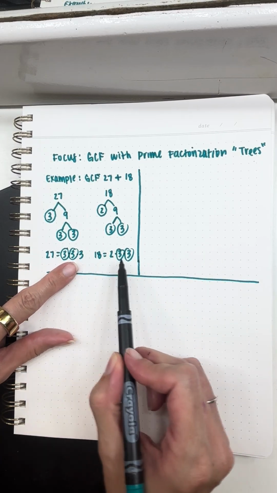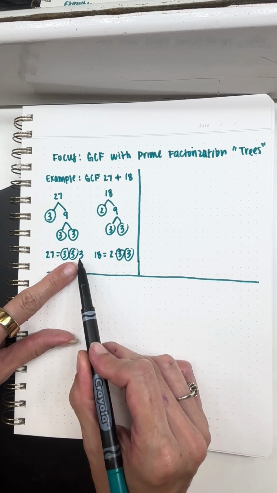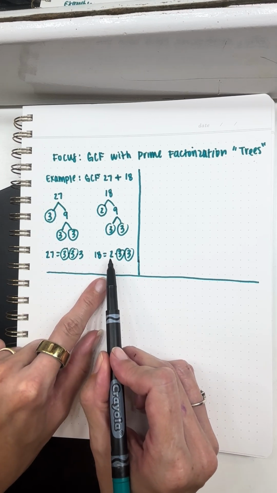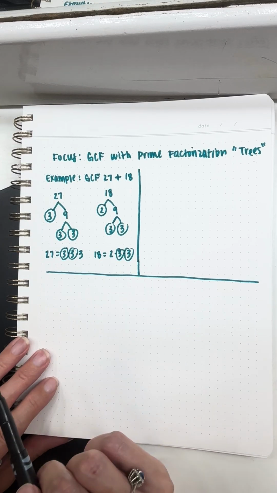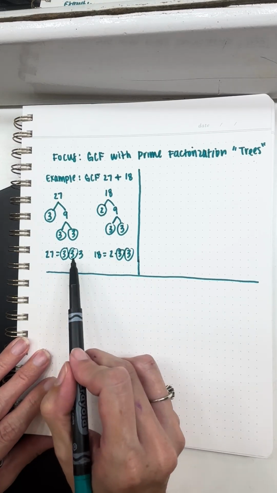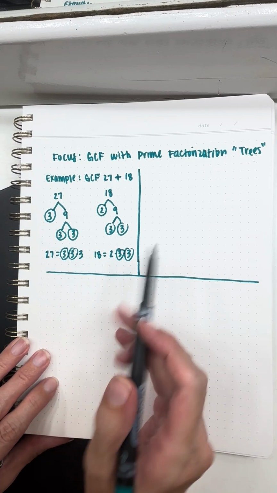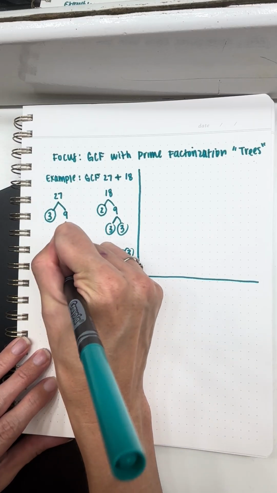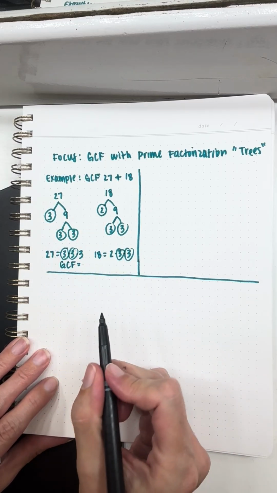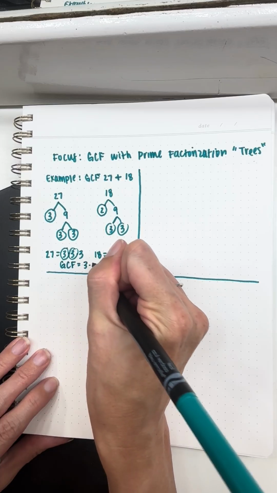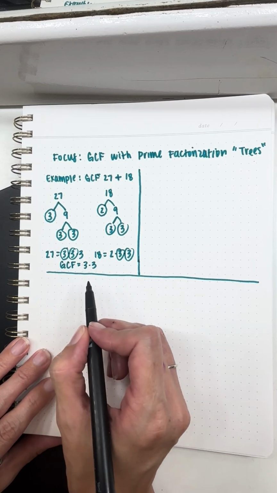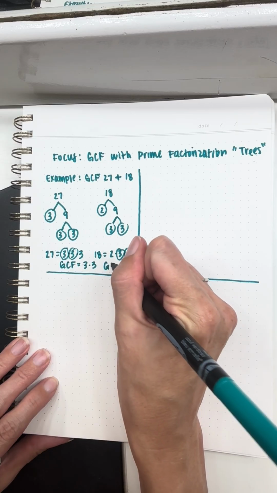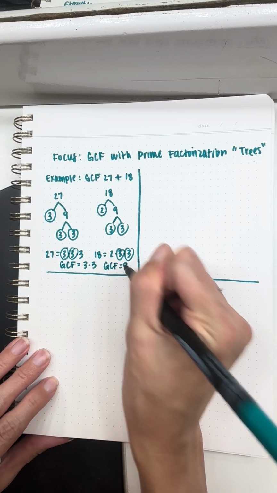27 has one more 3, but there's not one in 18, so I can't circle that one. 18 has a 2, but there's not one over in the 27, so I can't circle that one either. The only prime factors they share are 3 and 3. So my GCF is going to be equal to 3 times 3, or the 2 prime factors that they have in common. So in this case, my GCF is 9.